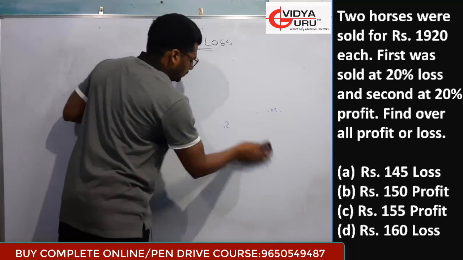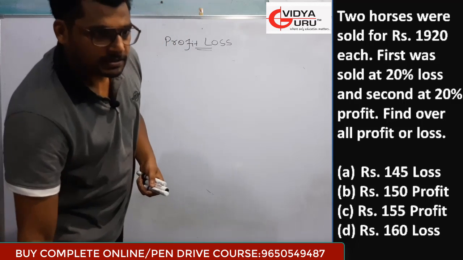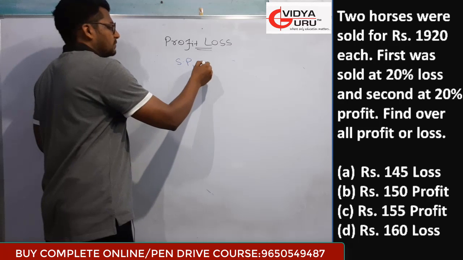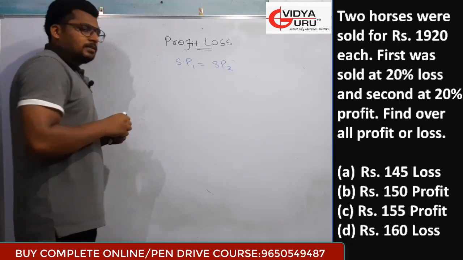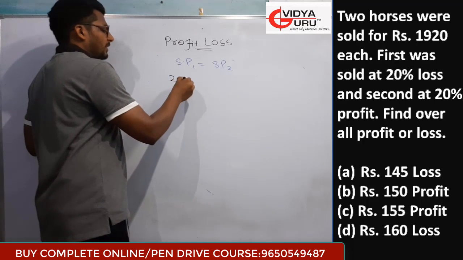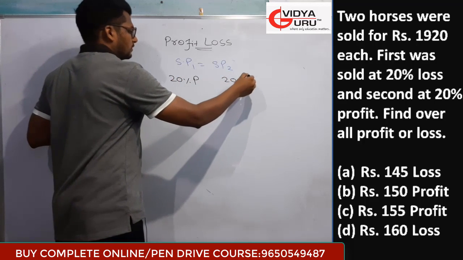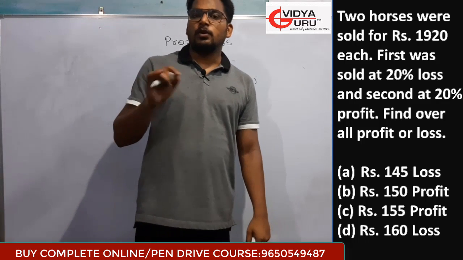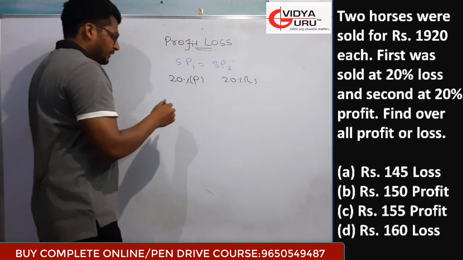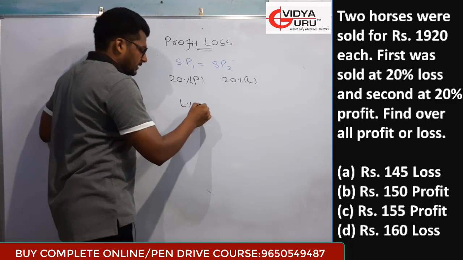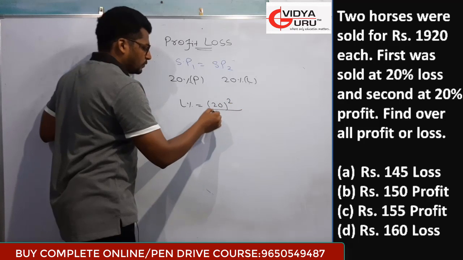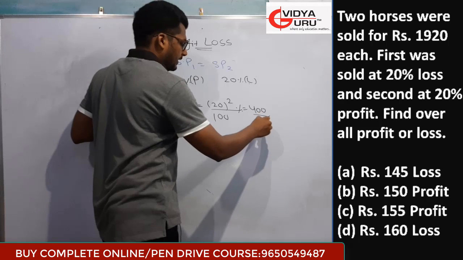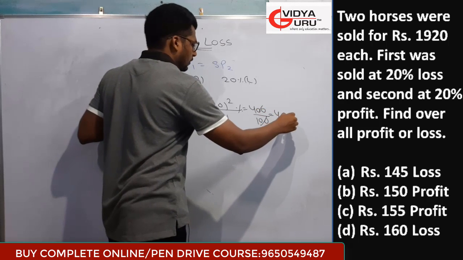Now what our question is saying, it is saying two horses were sold for 1920 each. That means SP is equal. One was sold at 20% profit and the other at 20% loss. Now the question is asking for the loss amount, not the loss percentage. If he would have asked the loss percentage, then it would be 20 square by 100%, 400 by 100, 4% loss.